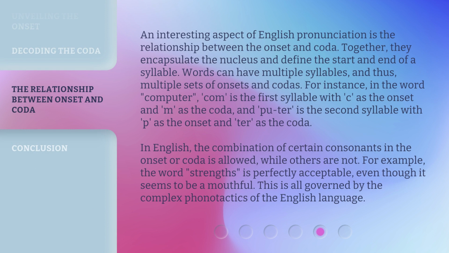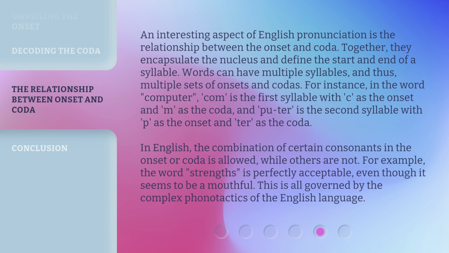An interesting aspect of English pronunciation is the relationship between the onset and coda. Together, they encapsulate the nucleus and define the start and end of a syllable. Words can have multiple syllables, and thus, multiple sets of onsets and codas. For instance, in the word computer, com is the first syllable with C as the onset and M as the coda, and puter is the second syllable with P as the onset and ter as the coda.